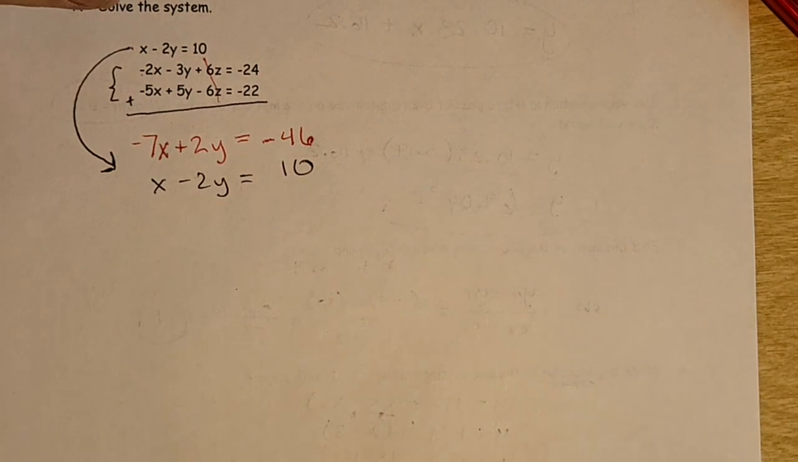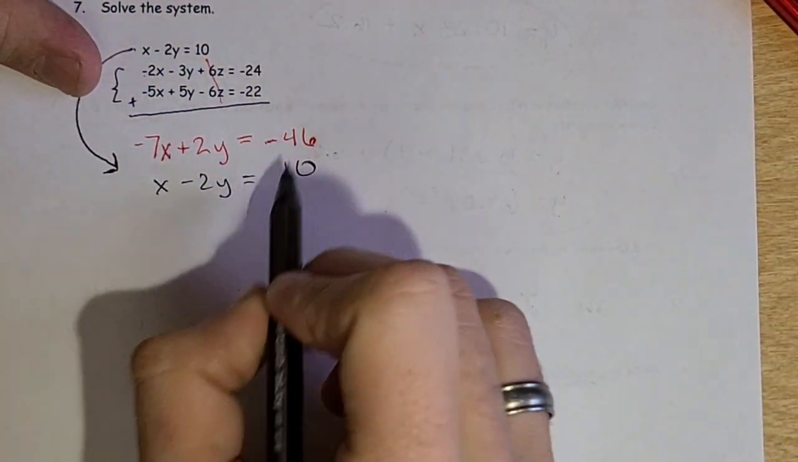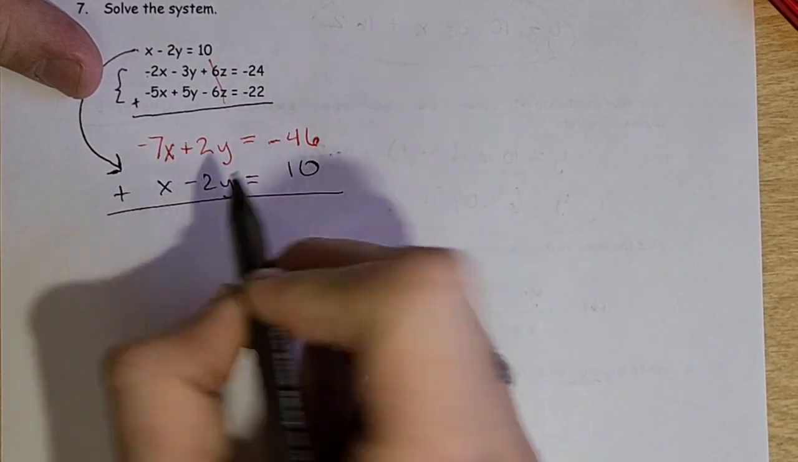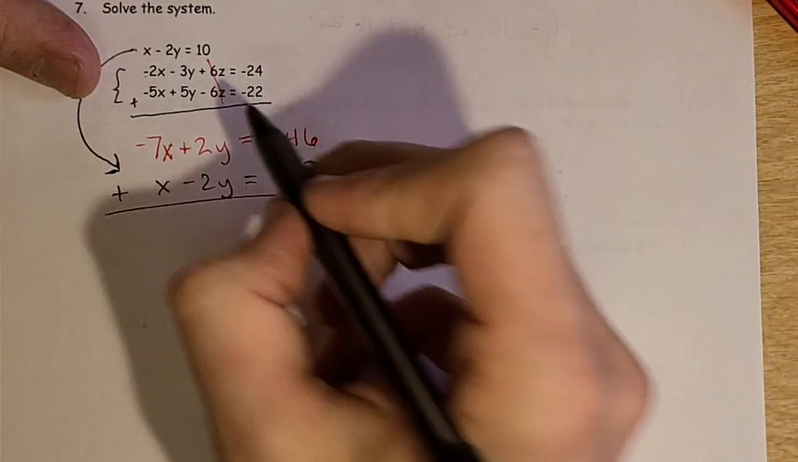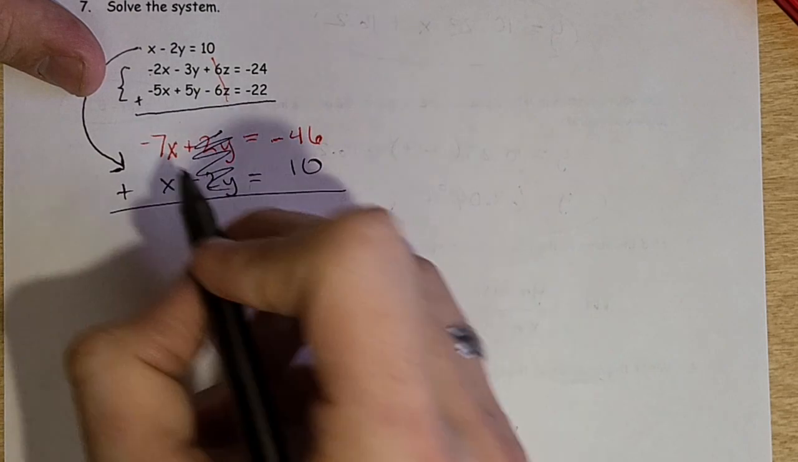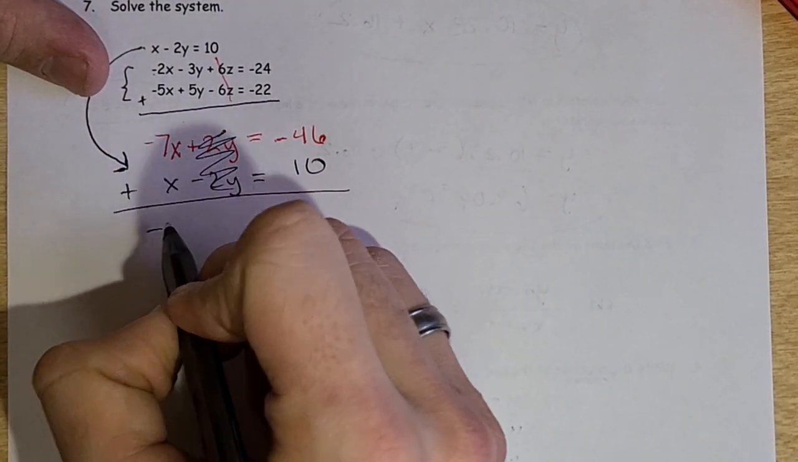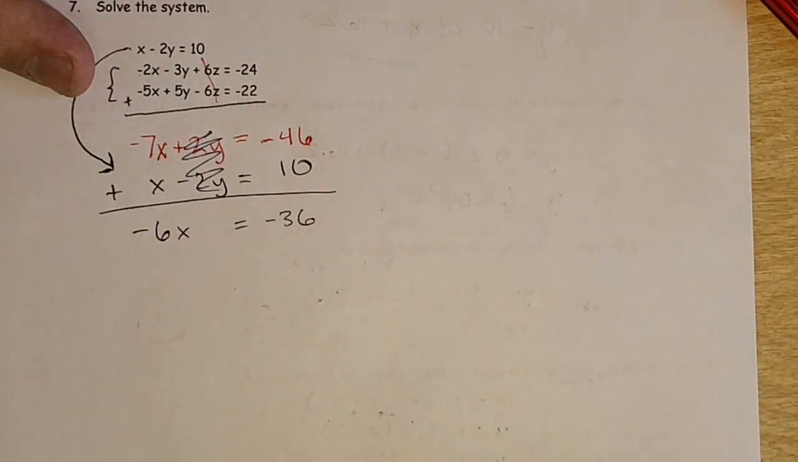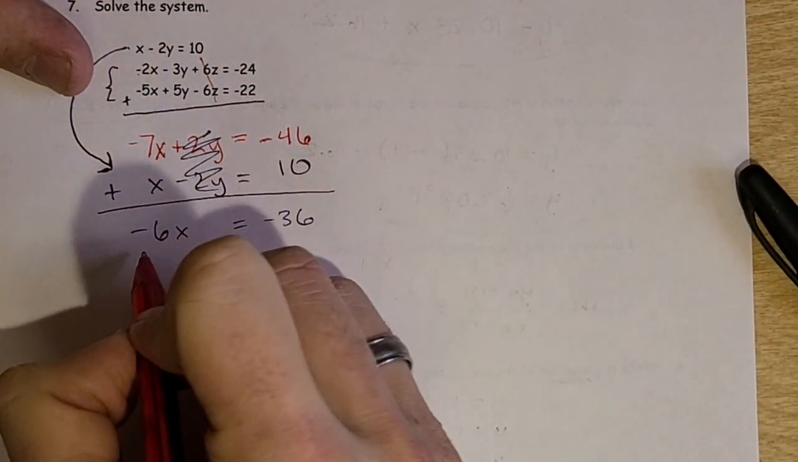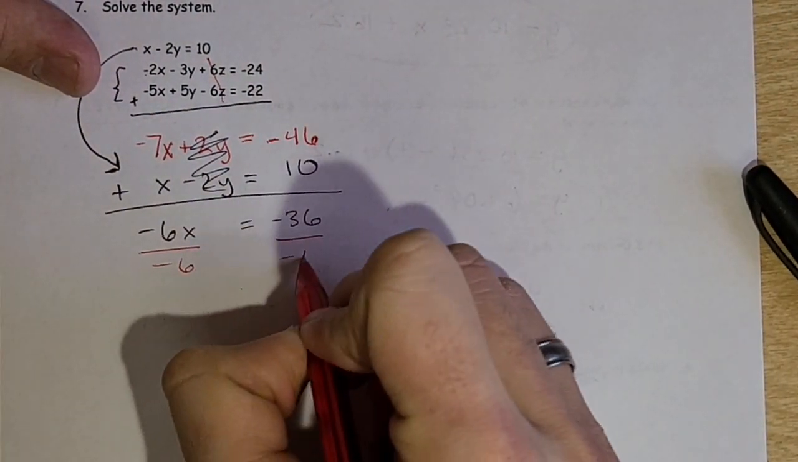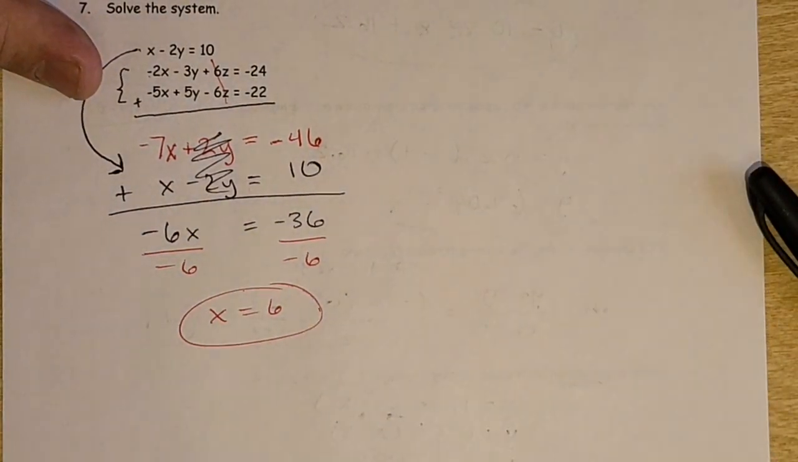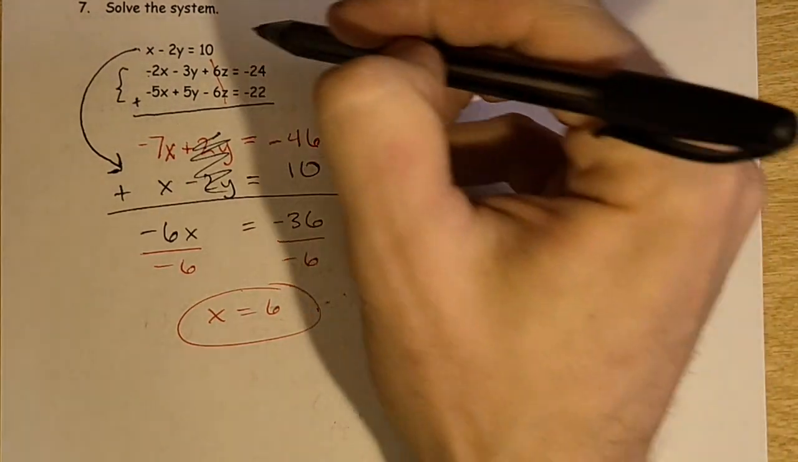Okay. And now I am going to solve this. Now again, I made it kind of easy on you because your y's already cancel out. So these go away. Negative 7x plus x is a negative 6x, and this becomes negative 36. And hopefully you notice you just divide by a negative 6, and you get the fact that x equals 6. That is the first part of my answer.